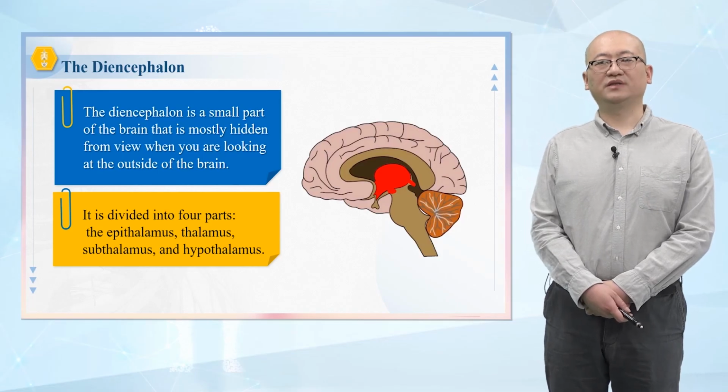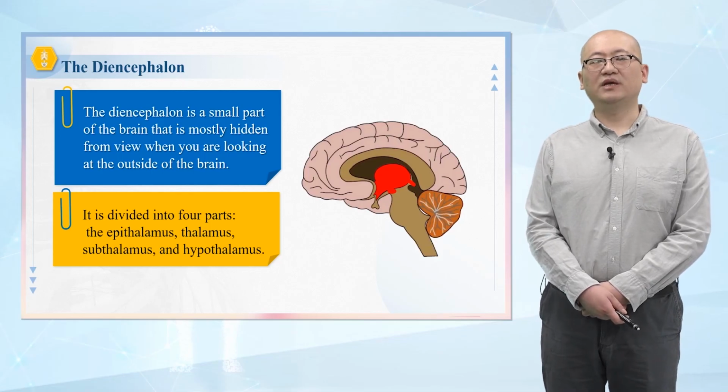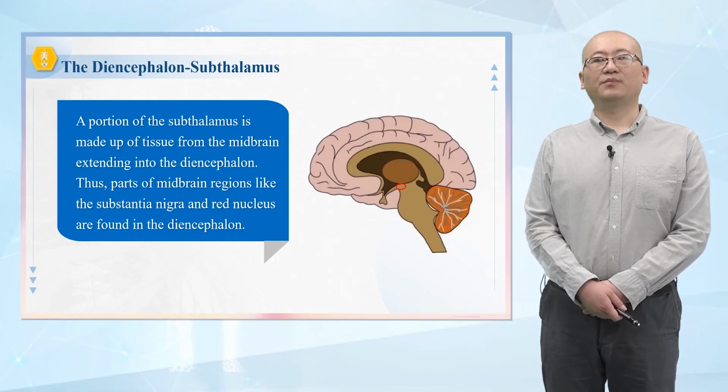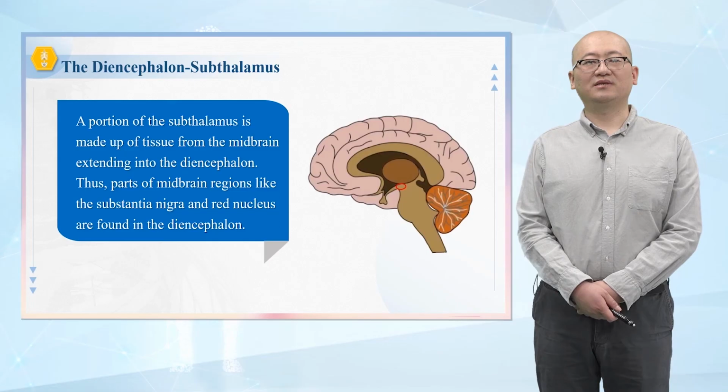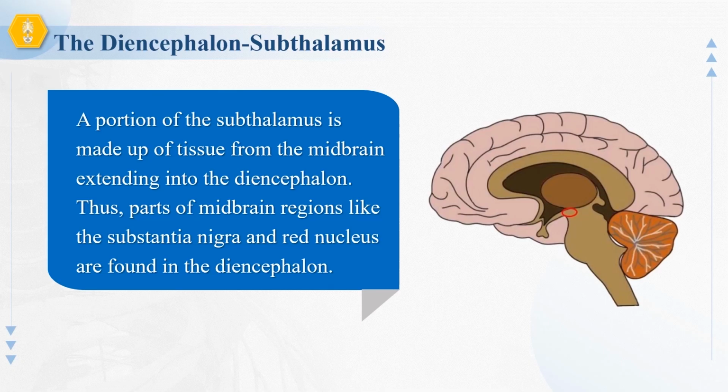The only part of the diencephalon that can be seen without taking a cross section of the brain is the bottom-most portion of the hypothalamus. A portion of the subthalamus is made up of tissue from the midbrain extending into the diencephalon. Thus, parts of the midbrain regions like the substantia nigra and red nucleus are found in the diencephalon. The subthalamus is also home to the subthalamic nuclei and the zona incerta.